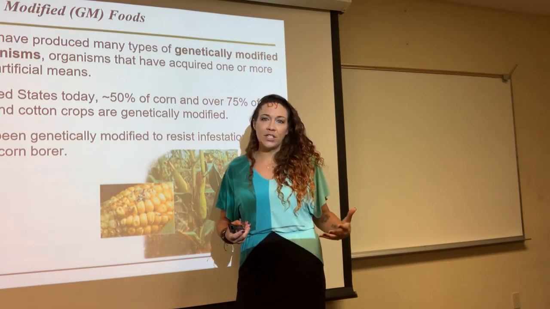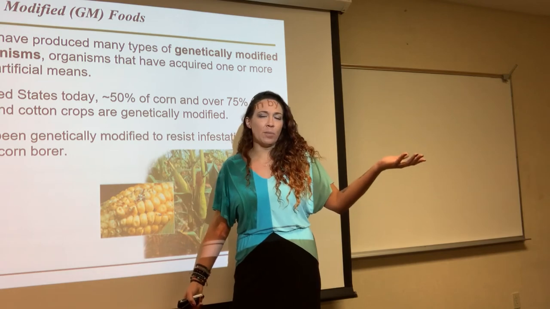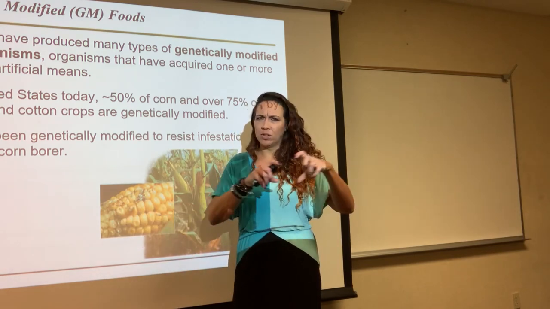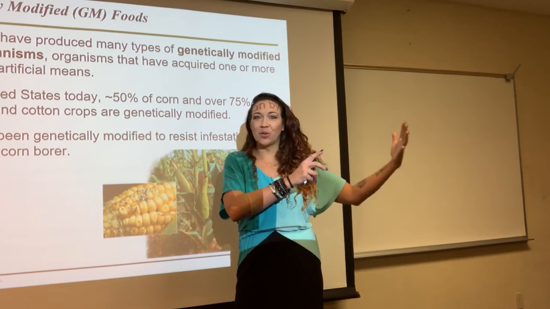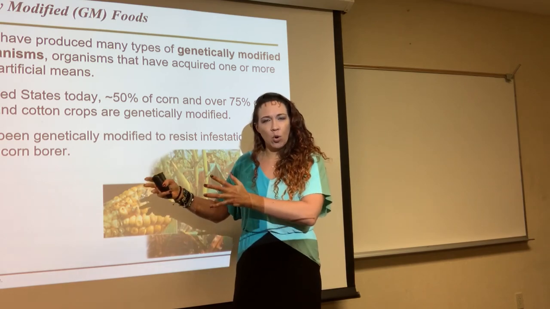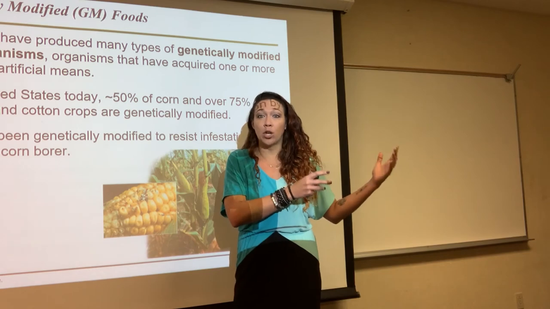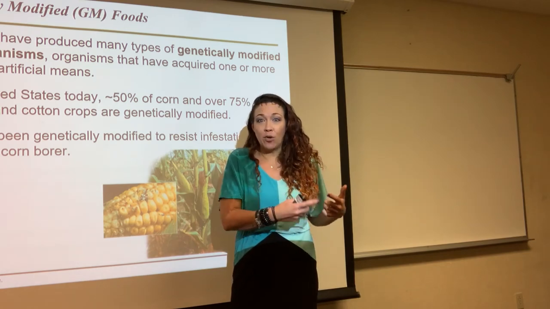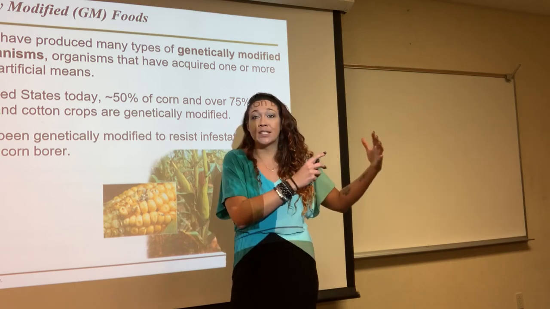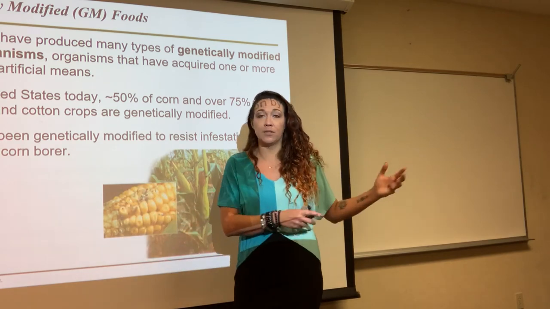So what farmers have done, even though it's not actually in the lab, is if this corn plant grew really, really big cobs, and this one grew really small cobs, they would stop planting the corn that grew small cobs, and they would only plant the ones that grew really large cobs. Okay, that alone is genetic modification. It's called artificial selection. You're selecting for those traits that you want. You're not selecting for the traits you don't want, you are selecting for the traits you do.